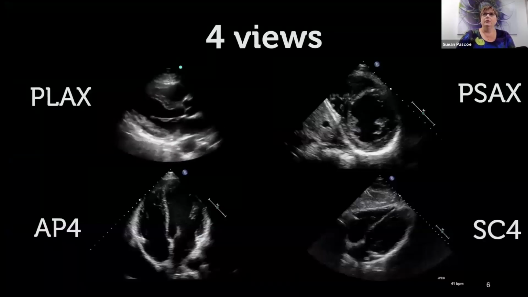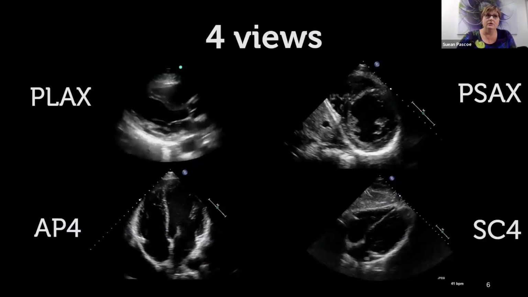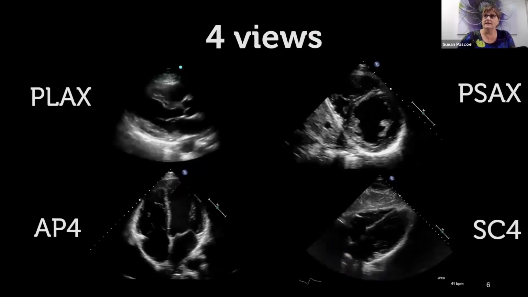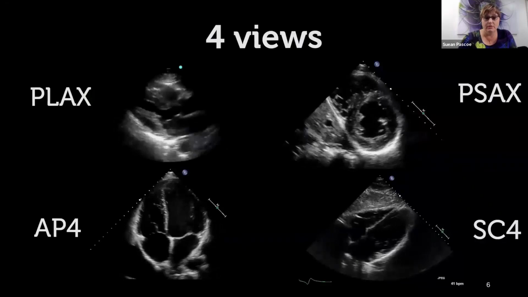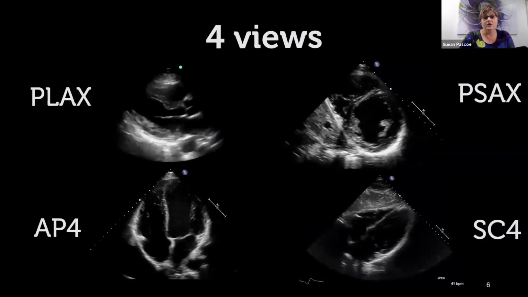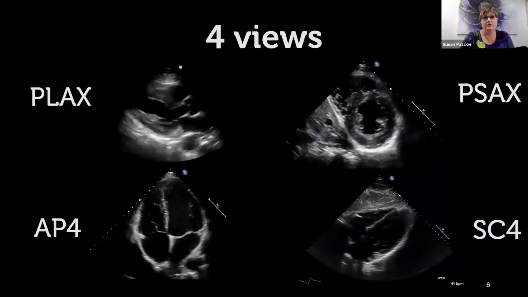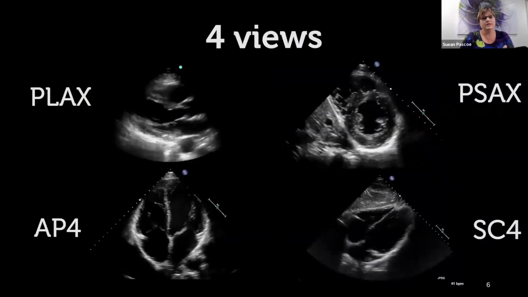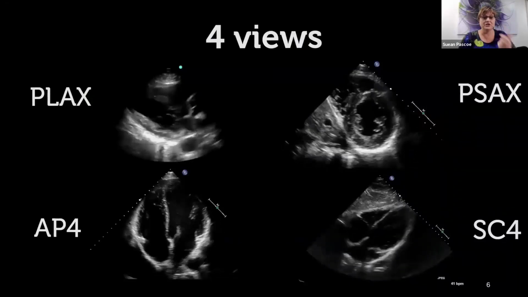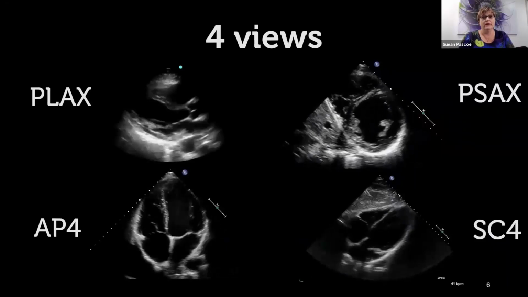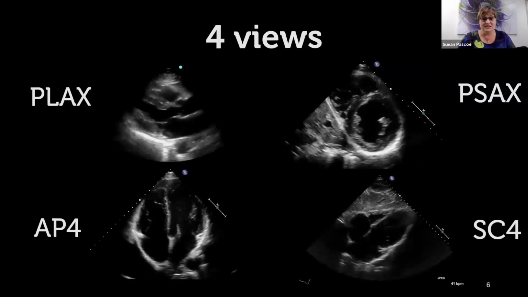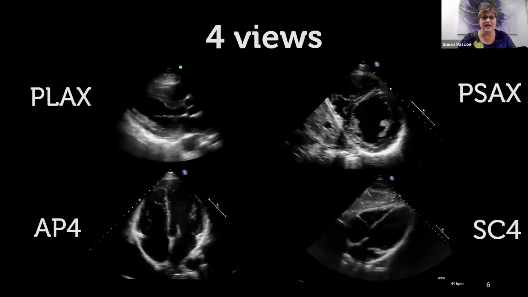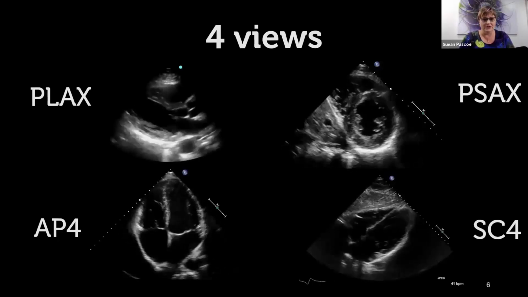We're going to look at the 4 basic views: the parasternal long axis, parasternal short axis, the apical 4, and the subcostal 4 chamber view. In reality, you may only have time for one of these views, and even one view can give you quite a bit of information for a patient who is really sick. It doesn't even have to be a perfect picture, and you can still get quite a lot of information.